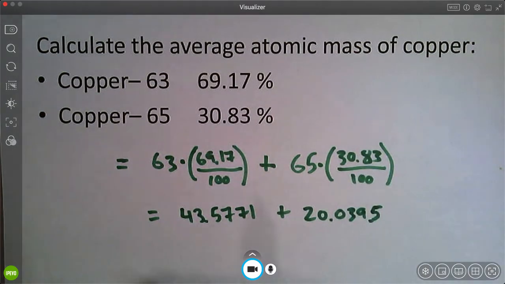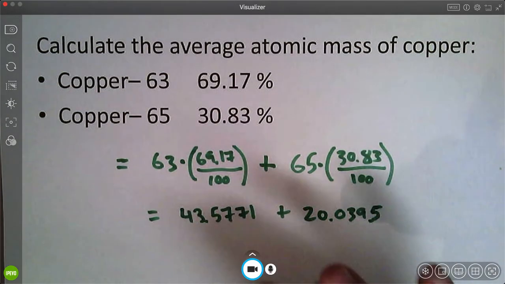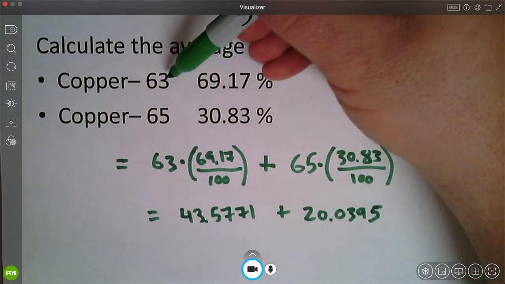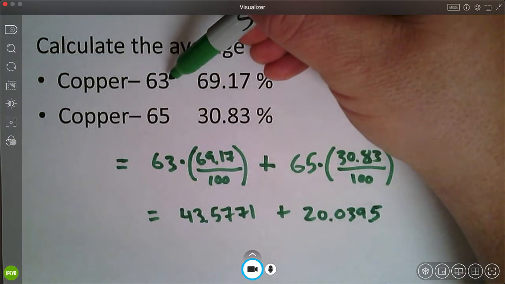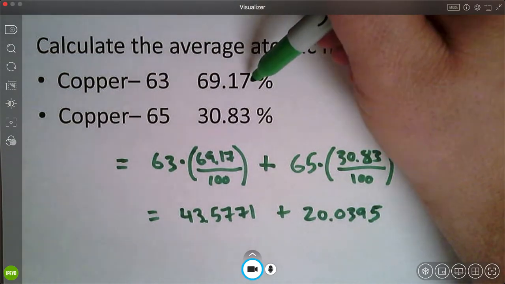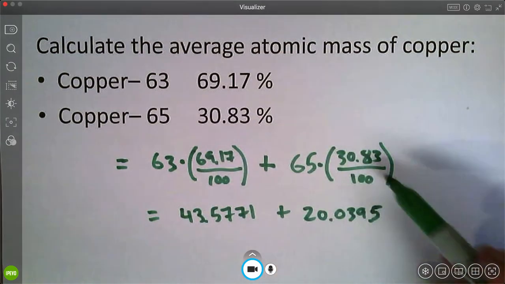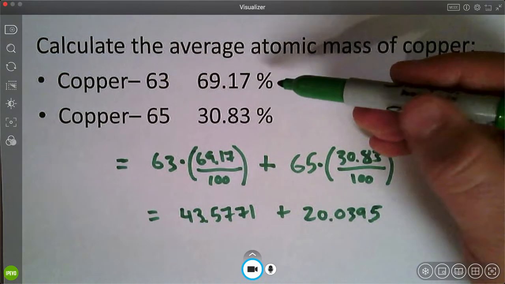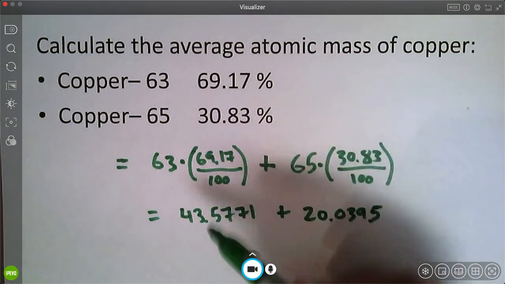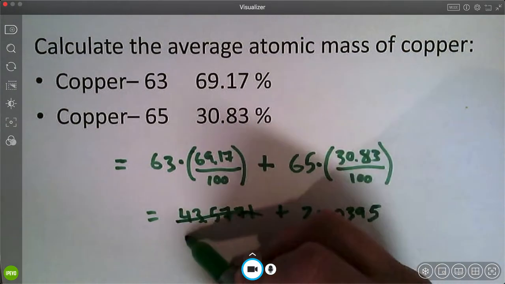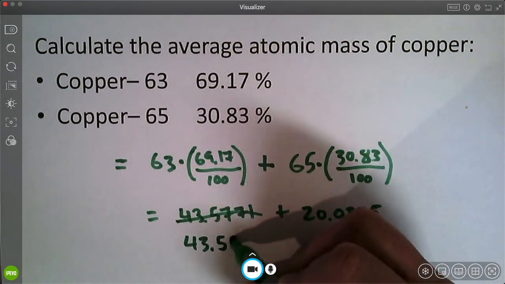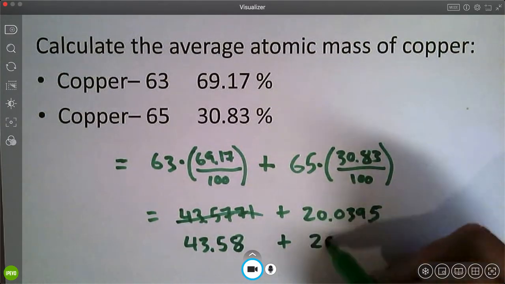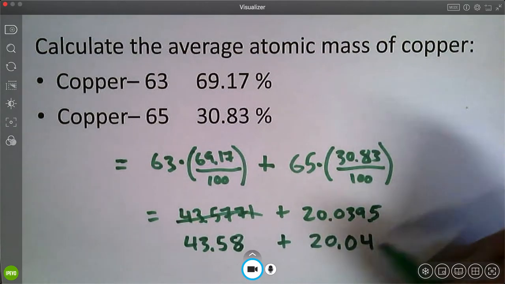Okay, now significant figures here. The reason I'm doing this in parts is because of significant figures. That percentage is a measurement. This is not. This is how many protons and neutrons it has. It's a count, so it doesn't matter. But this is a measurement. So because I'm multiplying and dividing in this step, I'm going to round that to the same number of significant figures as my percentage. So I'm going to round it to 4 because each of these has 4. So I'm going to round this to 43.58 plus, and then this one to 20.00, and then round that to a 4.